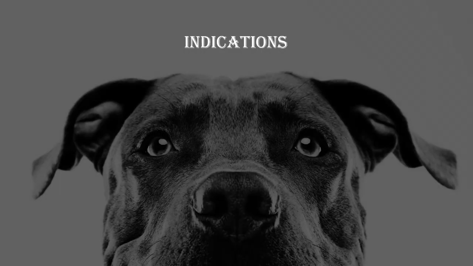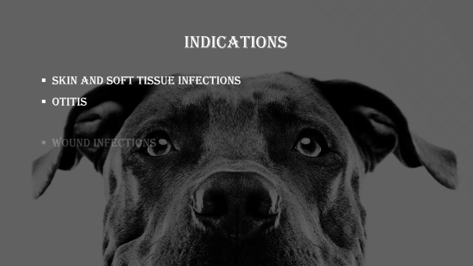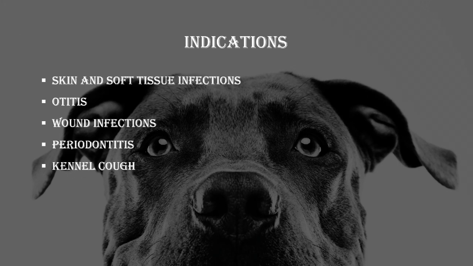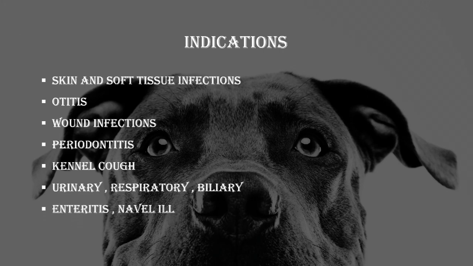Amoxicillin clavulanic acid is indicated in skin and soft tissue conditions in cats, otitis, various wound infections, periodontitis, and kennel cough in dogs, urinary, respiratory, and biliary tract infections caused by various organisms, enteritis and navel ill in calves, and it is also used in combination with prednisolone for intramammary infusions in cows.